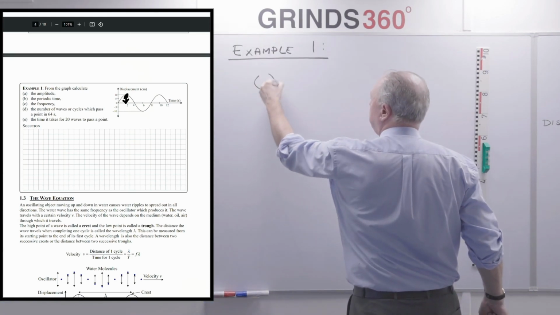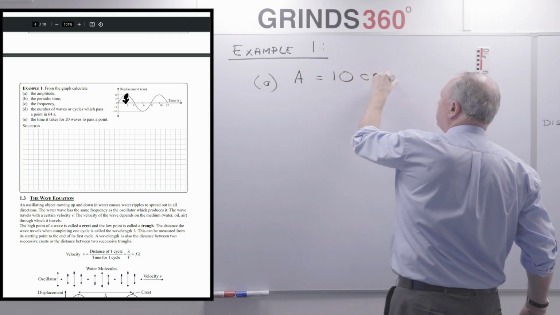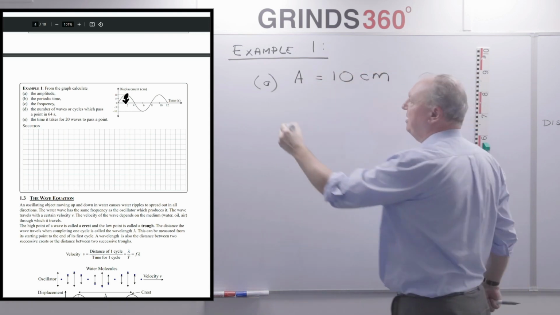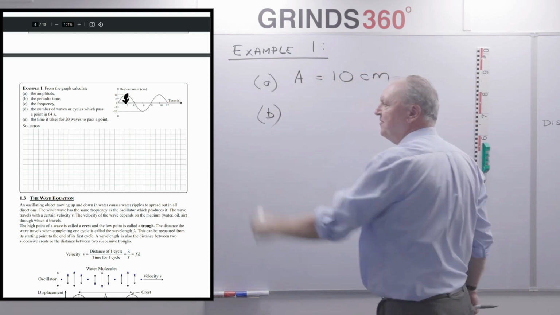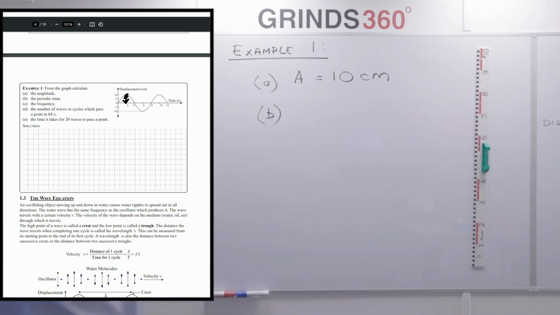Part A, amplitude A is equal to 10 centimeters. Part B, they're asking me for the periodic time. You know what the periodic time is. It's the time for one complete cycle.